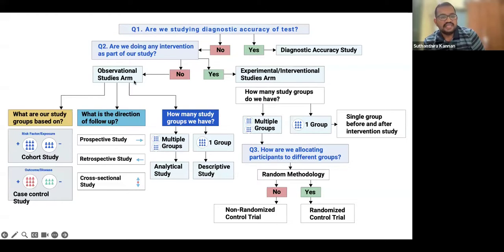For observational studies, what are your study groups based on? Cohort study, case control study. What is the duration? Is it a prospective study, retrospective study, or cross-sectional study, which is the most commonly done? How many study groups do we have? Single group is descriptive, multiple group is analytical. So this helps us to decide what type of study design you are going to put.